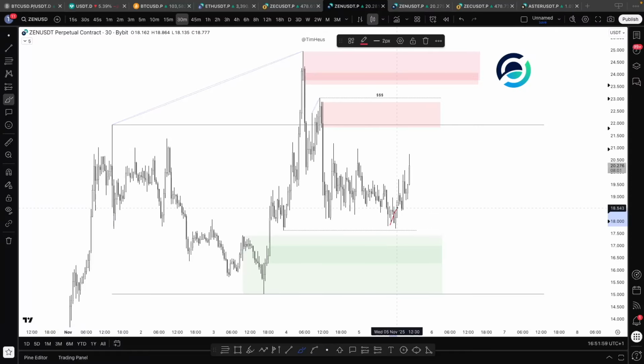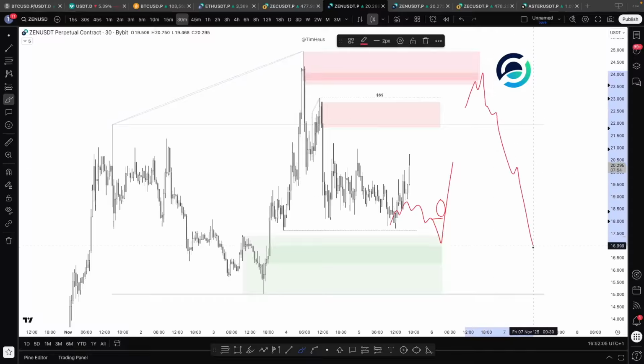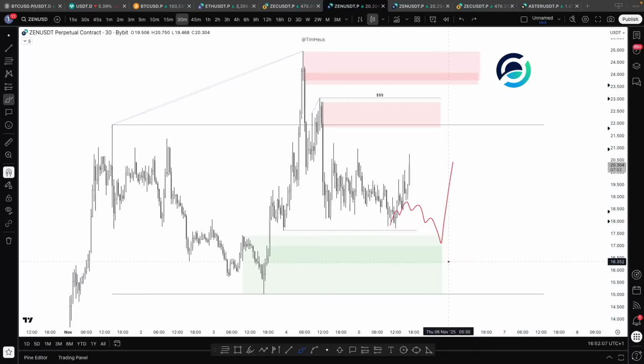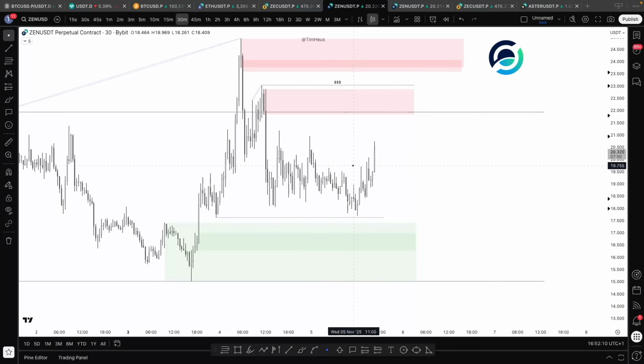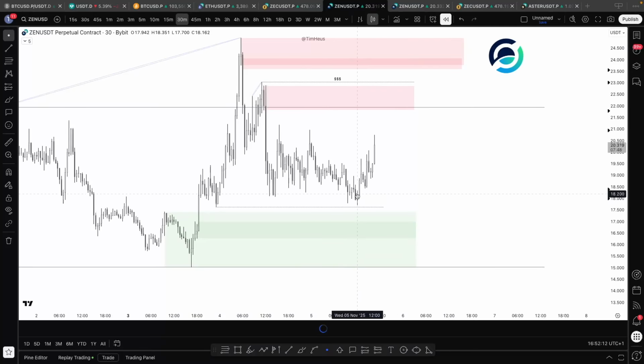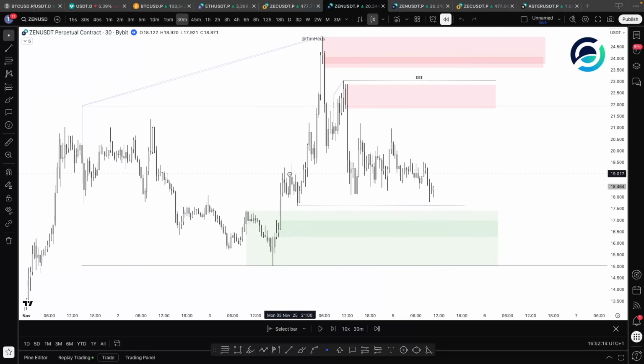I wanted to accumulate right here and break structure and go higher and then potentially distribute right here and go lower. So that was the plan, and I'm gonna go over it because let's go back in time and let's go trade it like a real trade.